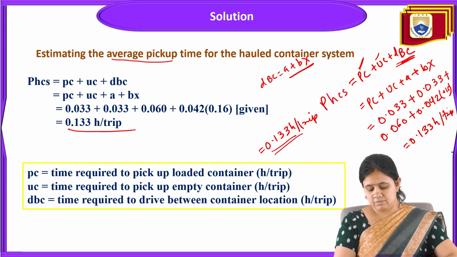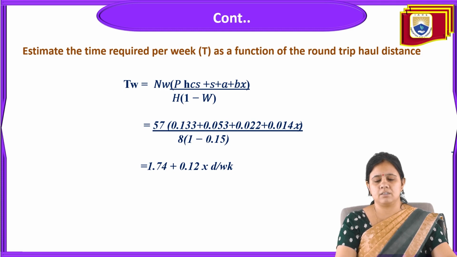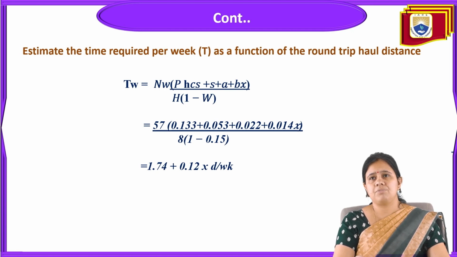And now we come to another part of this problem statement. Next, we will estimate the time required per week as a function of the round trip haul distance. Another part is the total time required in a week as a function of the round trip haul, meaning both trips of the haul. So as a function we have to calculate.